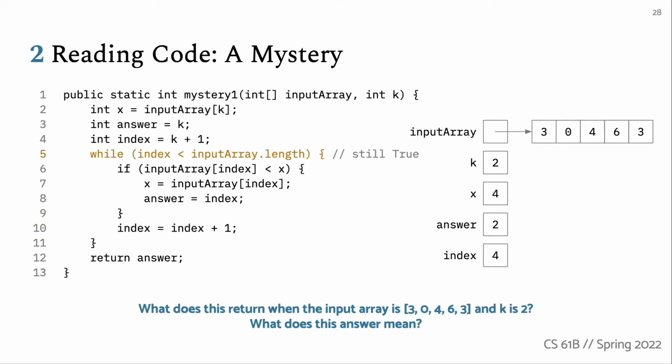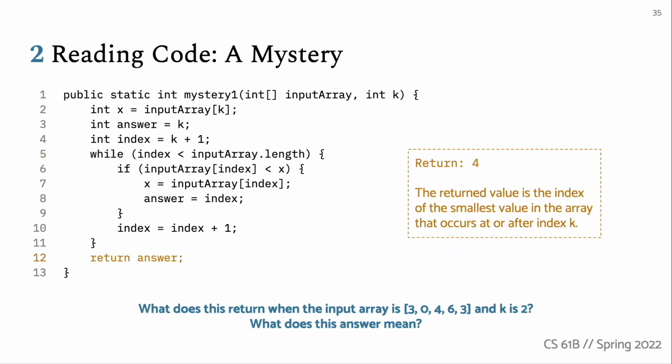So now index is 4. This is still true, 4 is less than 5. So we're going to check if inputArray[index] is less than x, and this time 3 is in fact less than 4. So x is now equal to what was at that index, which is 3, and answer is equal to that index where we found it, which is 4. We increment index one more time, and this time the condition evaluates as false because index is 5 and so is inputArray.length. So now we skip all of these lines and just go down to return the answer. That's going to return a 4.